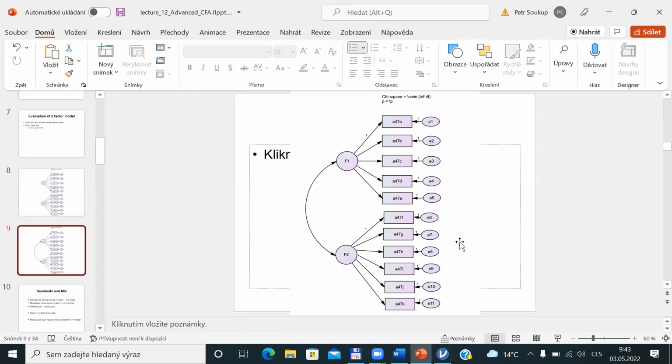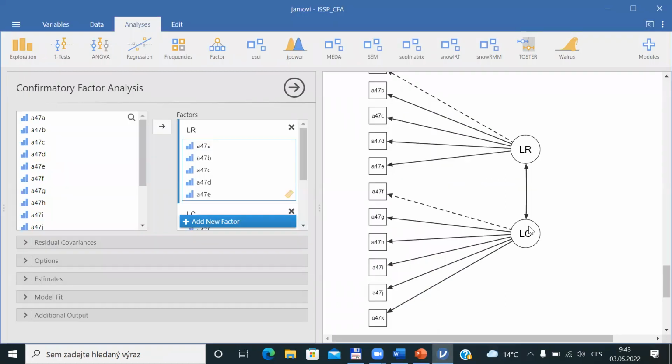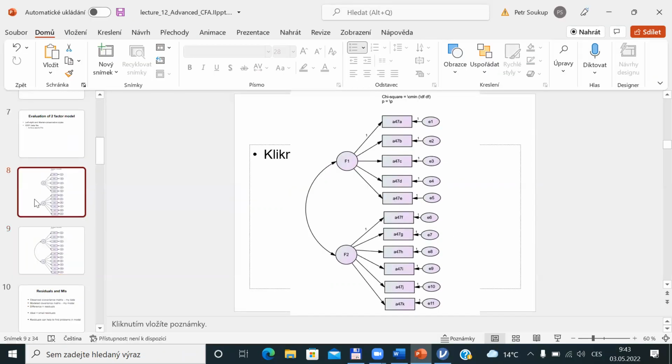And last time we were successful in evaluating this model. I will briefly go through these results. If I remember well, we concluded that this model, the model with correlated dimensions, so once again the left-right and liberal-conservative scales, seems quite good according to different criteria. And we will go to a model which is slightly simpler. That's easy to guess from the statistics, as there is one link, one correlation or covariance between factors, missing. And we will try to evaluate whether this model is better than the previous one or not.